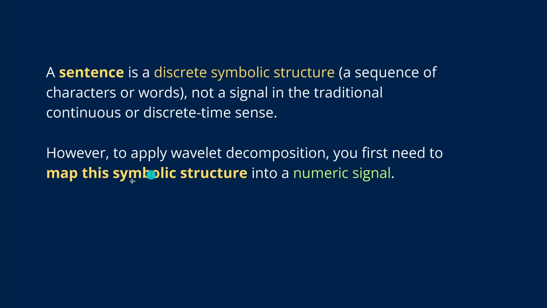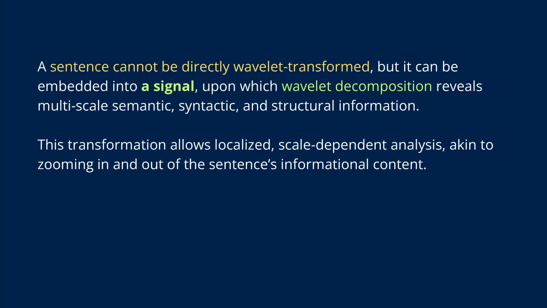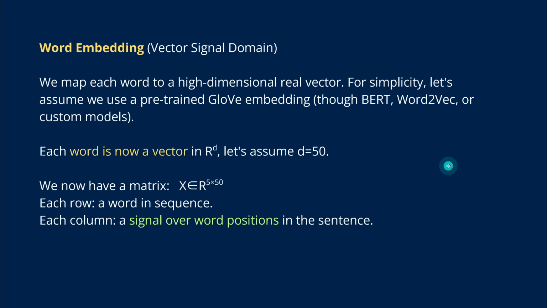So what we do: you first need to map the symbolic structure of a human sentence with words, my goodness, into a much more elegant numerical signal that we can process in our much more powerful mathematical space of signal theory and spectral theory and everything that you know about it. But a sentence cannot be directly wavelet transformed, though there's a trick. It can be embedded into a signal, about which a wavelet decomposition reveals the multiscale semantic, syntactic, and structural information of this data. This transformation I'm going to show you in a minute allows a localized, scale-dependent analysis, like zooming in and zooming out of the information content.